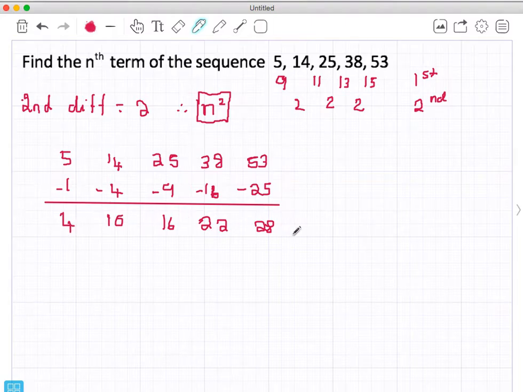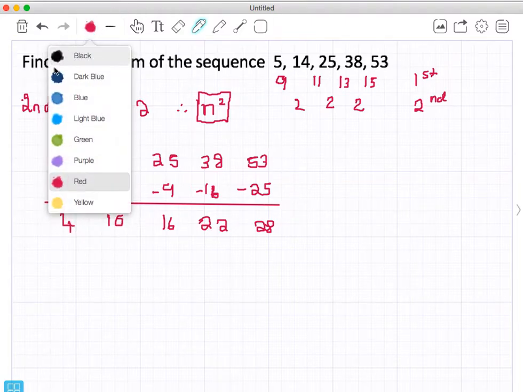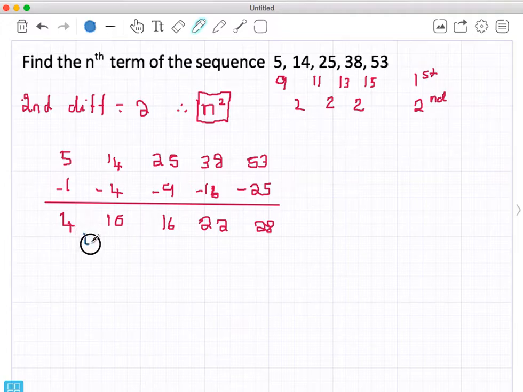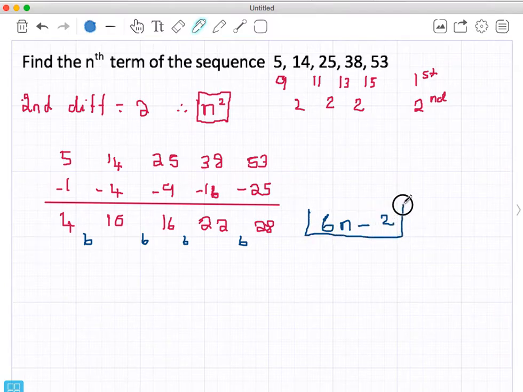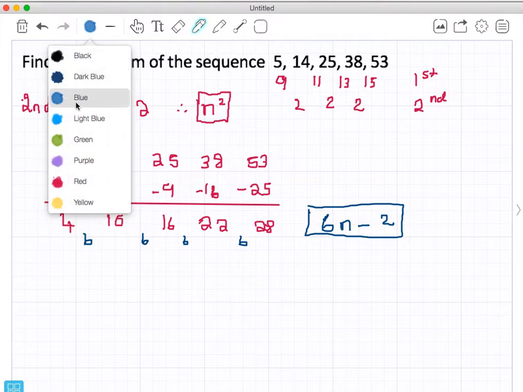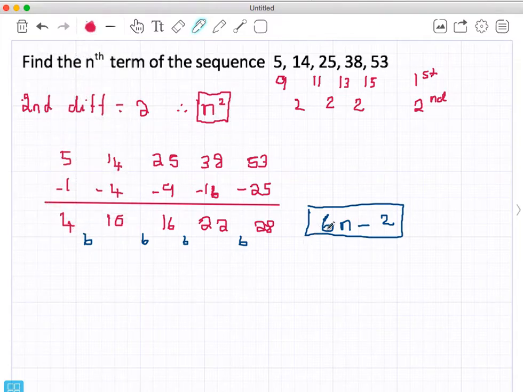Now what I've got here is a linear sequence, because if I look for the differences in these, the difference is 6, 6, 6, 6. So I know that this sequence is 6n, and if I think about taking away 6n from all of these, it will leave me every single time with minus 2. So this sequence is 6n minus 2. So I can call my final sequence n squared plus 6n minus 2.